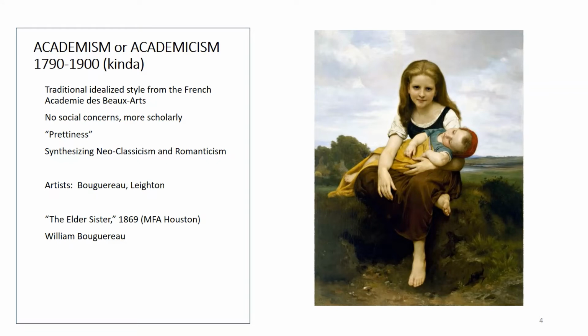This is actually a picture that we have at the Museum of Fine Arts in Houston by William Bouguereau, and it's called The Elder Sister. This was painted in 1869. Here we have this beautiful young woman holding a baby on her lap. Presumably she's the sister, as the title tells us, but it's a pretty picture. We have a little bit of nature in the background. She's got a very pleasant look on her face.